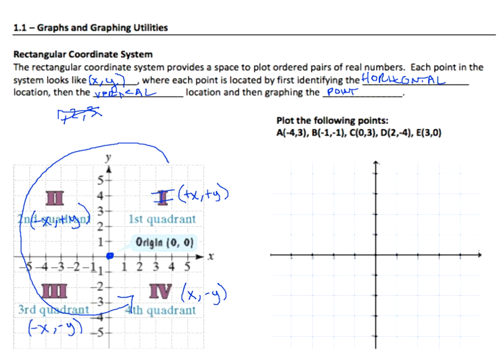So take a moment and on your own paper, see if you can plot these points real quick. I'll give you just a minute or so to do that.